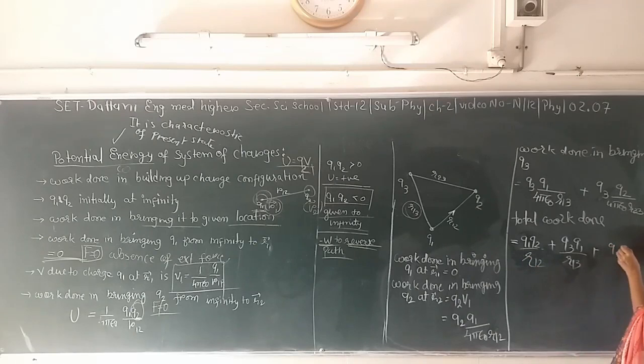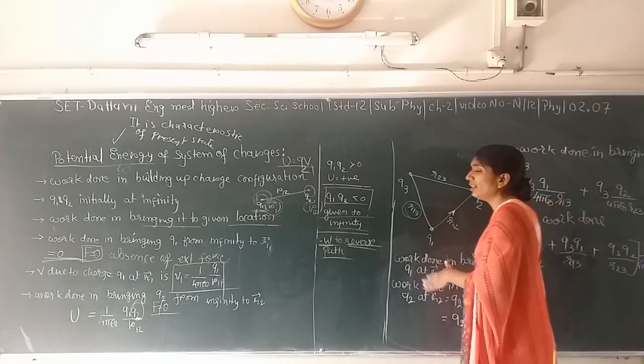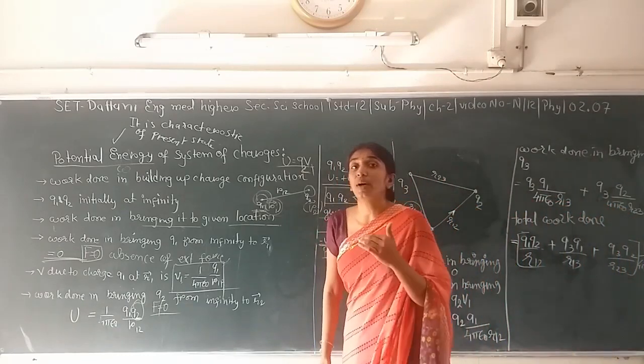Plus Q3 Q2 upon R23. And we have taken a common 1 upon 4 pi epsilon naught. So this is our answer. You can either take it this way or as given in your text. Whatever method you choose, it is right. But for me, it is more convenient to write in this particular manner, and it is also easier for you to understand.